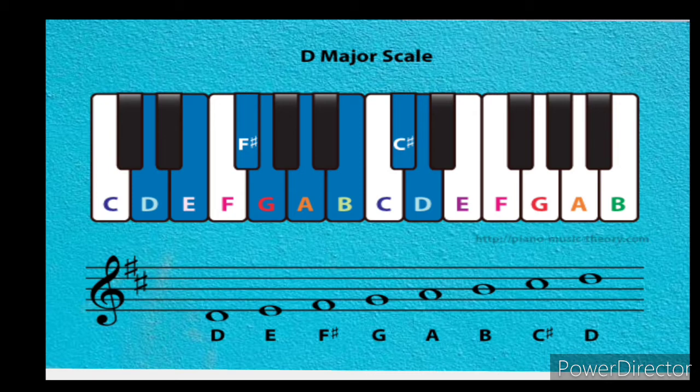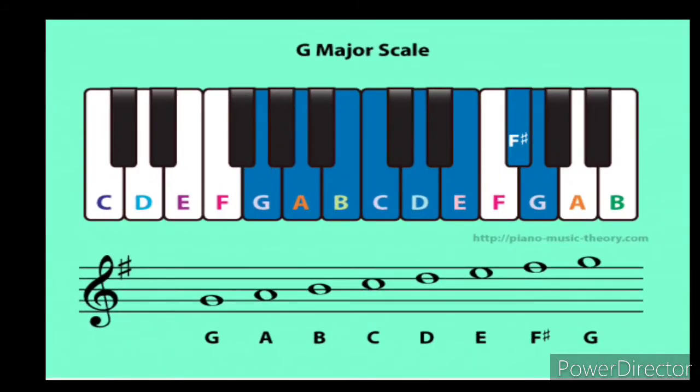So note it, the scale of D major has how many sharp signs? Very good. 2 sharp signs, and they are positioned on F and C sharps. Okay, the next now is the scale of G major. G major scale has just 1 sharp sign, and that 1 sharp sign is placed on F.